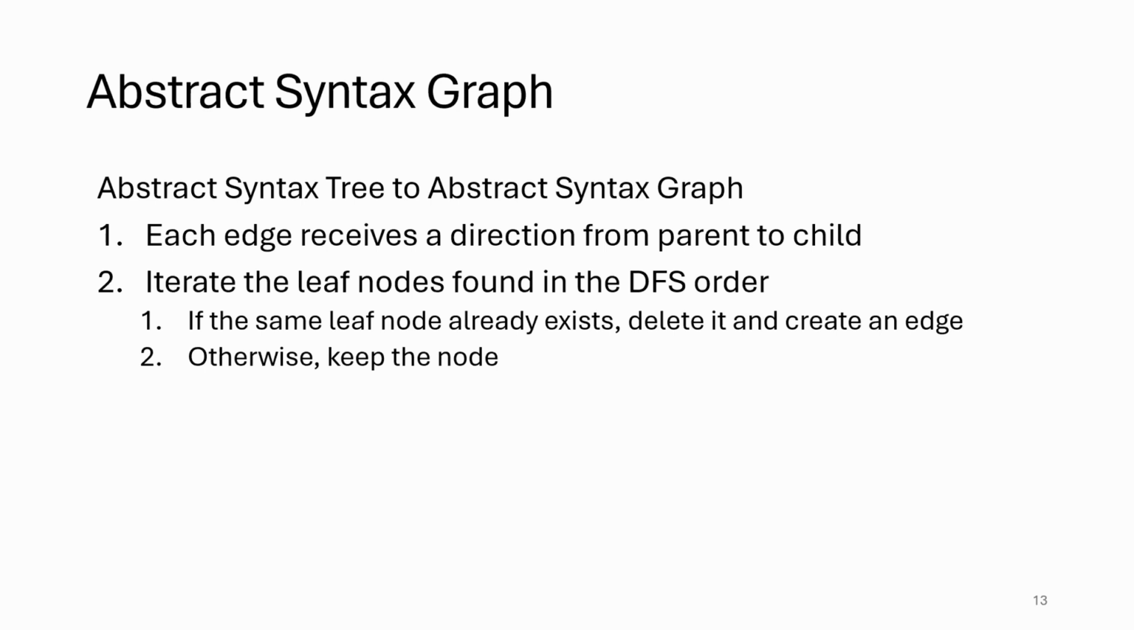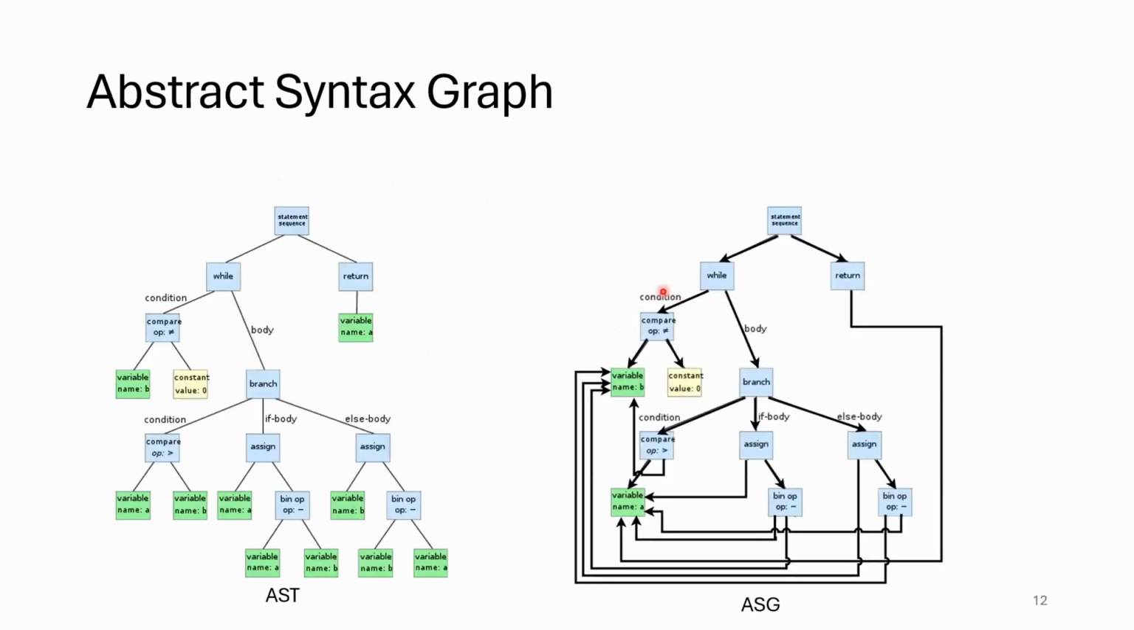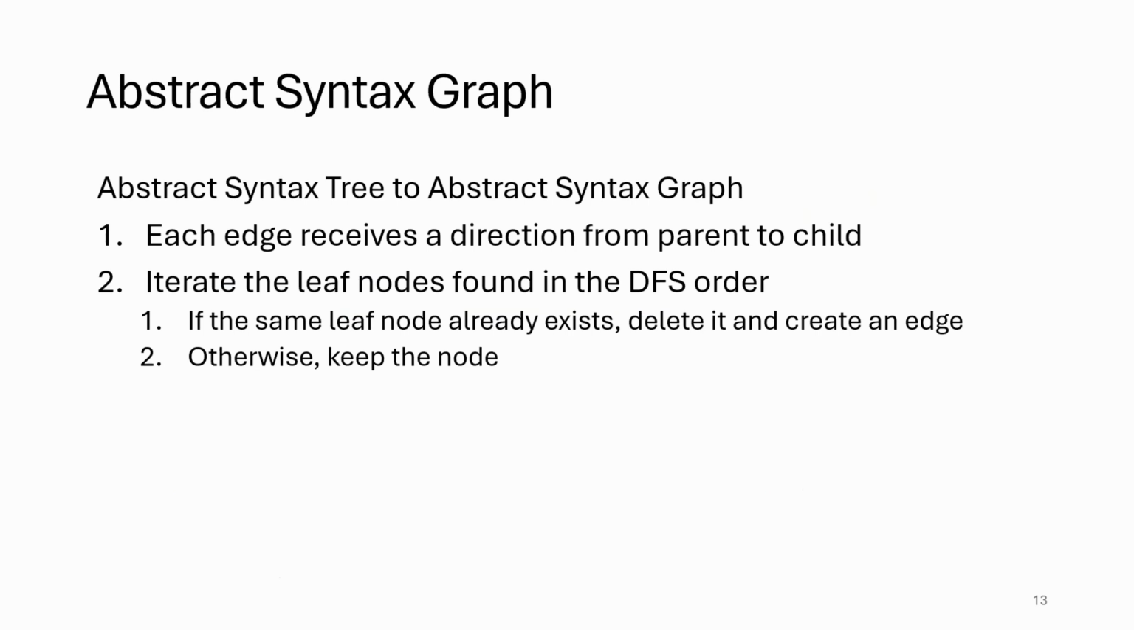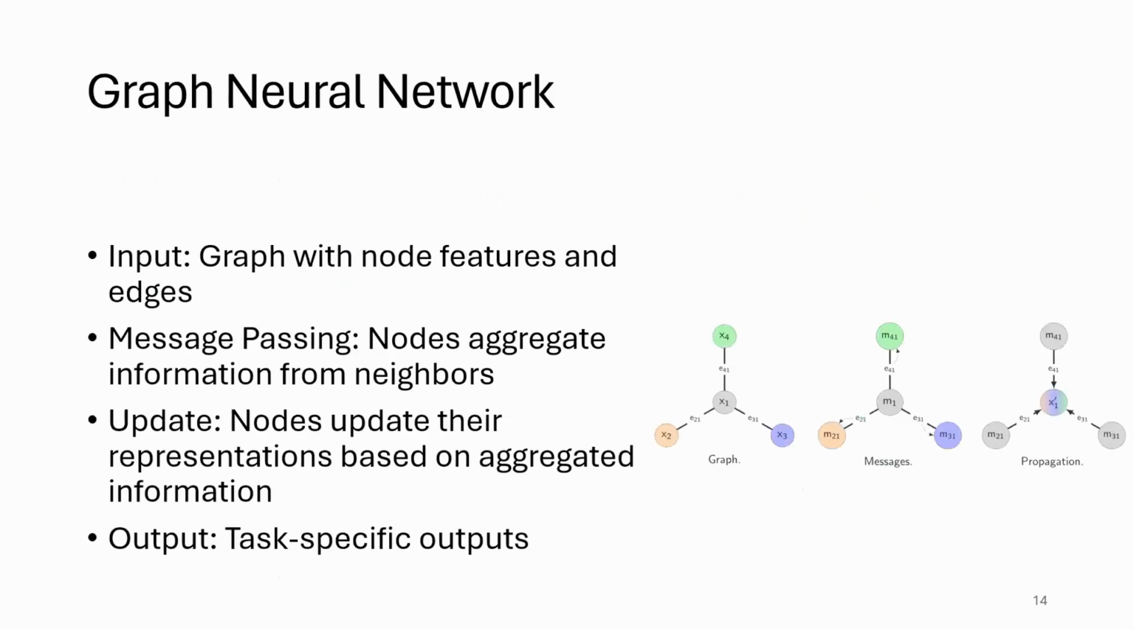If the current leaf node already exists in the syntax tree, then just delete that leaf node from the tree and create an edge from that parent to the pre-existing leaf node. Otherwise, the node remains, and if everything goes right, something like this should be the output from our code. All right, we've seen what we want to generate, but how will we do it?